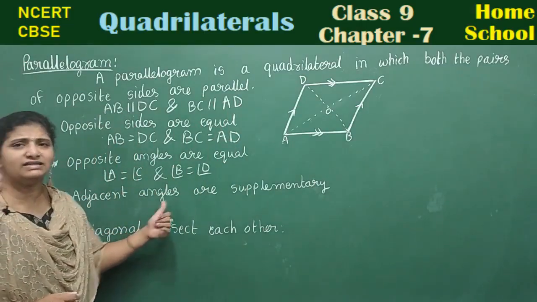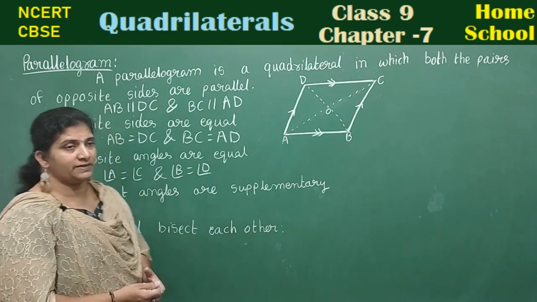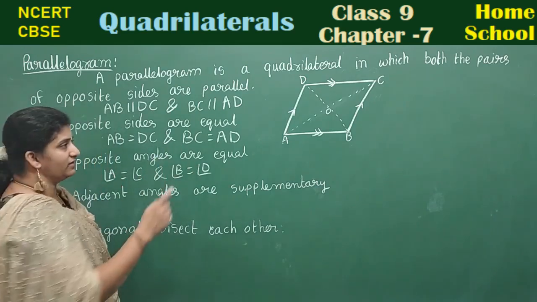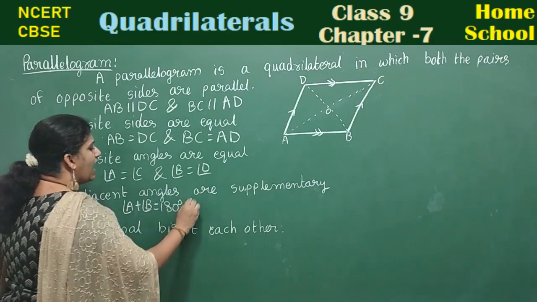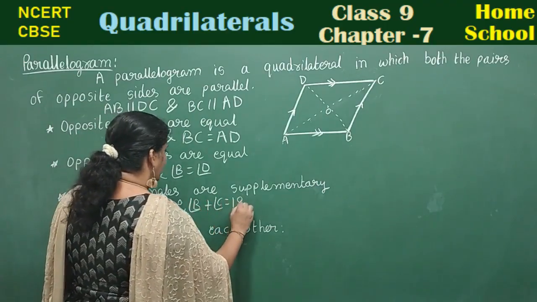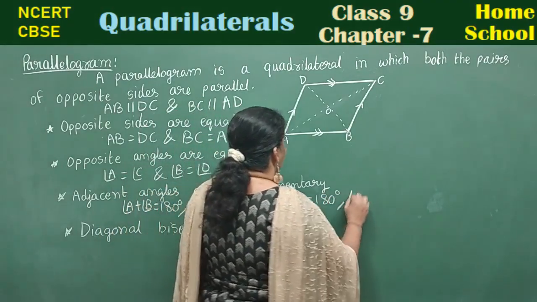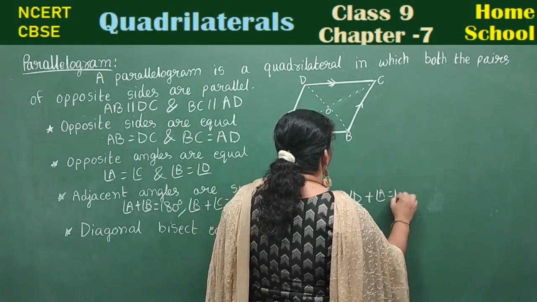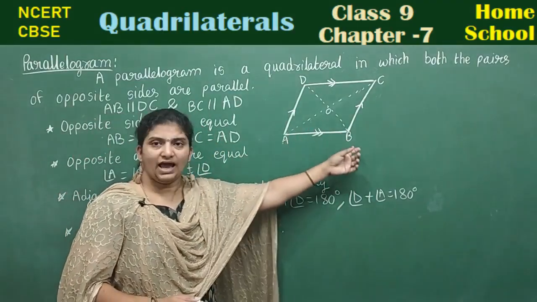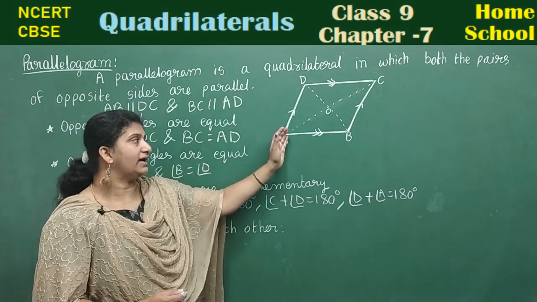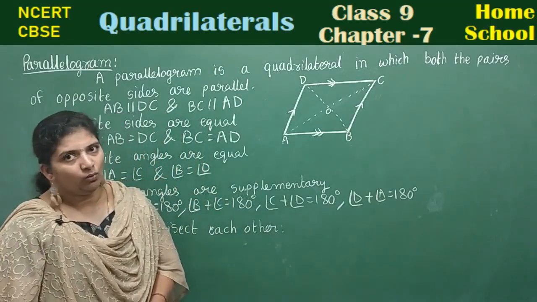Next point, adjacent angles are supplementary. Which adjacent angles? Every adjacent pair you can say. So you can see the adjacent angles here. Angle A plus angle B equal to 180 degrees. Angle B plus angle C is equal to 180 degrees. Angle C plus angle D is equal to 180 degrees. And angle D plus angle A is equal to 180 degrees. For angle A, the adjacent angle is angle B, which is one pair, and another pair is angle A adjacent to angle D. So the sum of these adjacent angles is supplementary, meaning equal to 180 degrees.